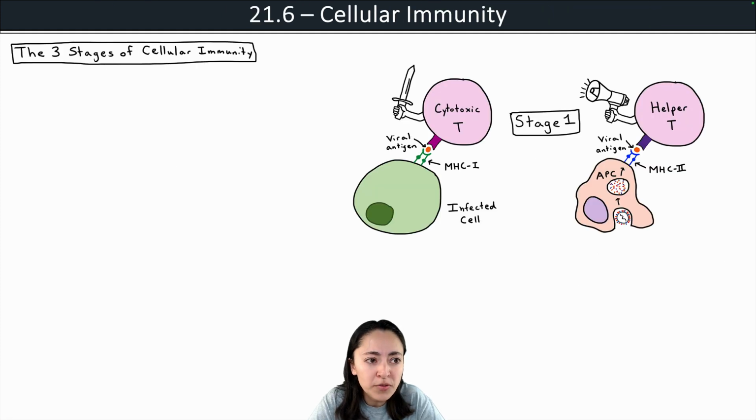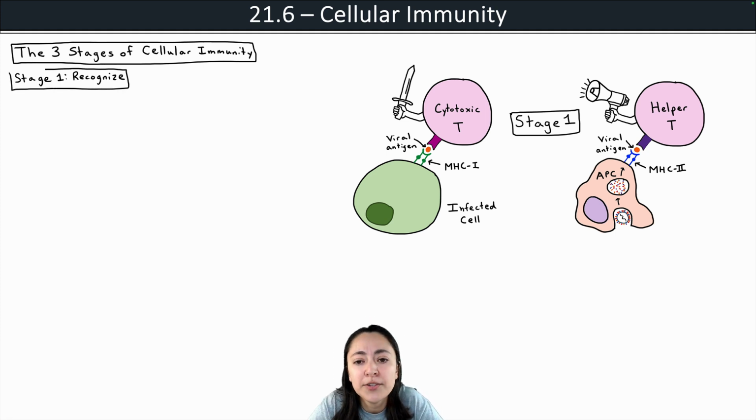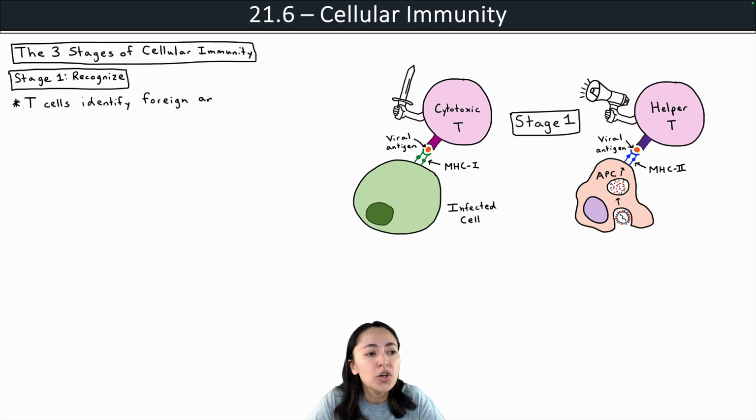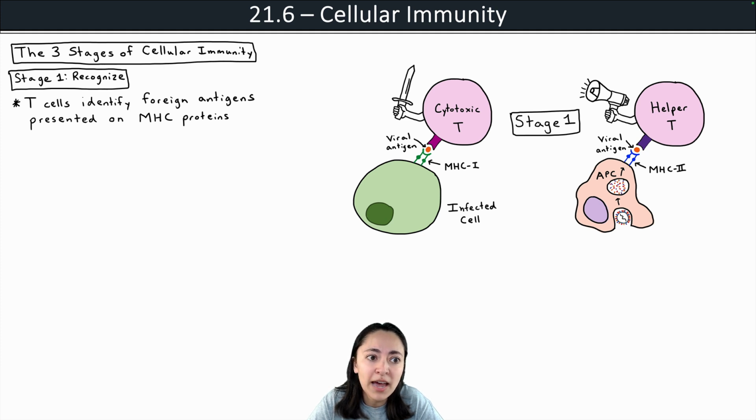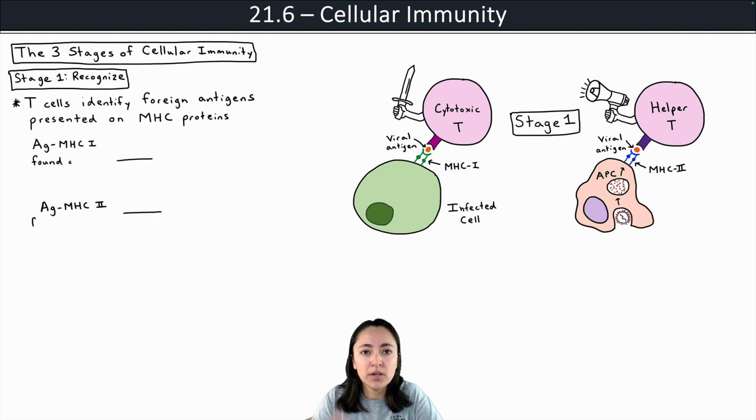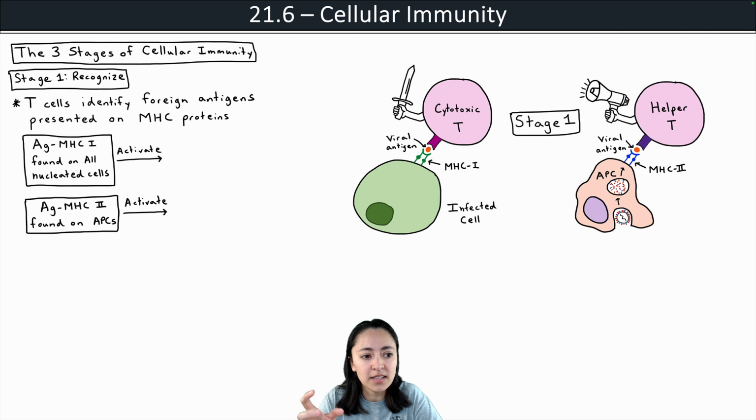So let's look at how these 3 stages are involved when we look at cellular immunity. The first thing that has to happen is our body must be able to recognize the pathogen or the antigens. There are 2 ways that the cells involved in cellular immunity will recognize the antigens of a pathogen. First, the T cells will identify foreign antigens presented on the MHC proteins. And we actually have 2 different types of MHC proteins.